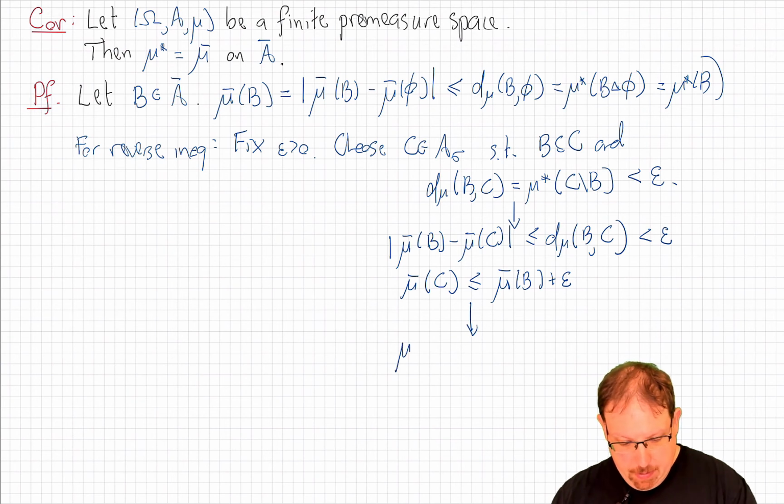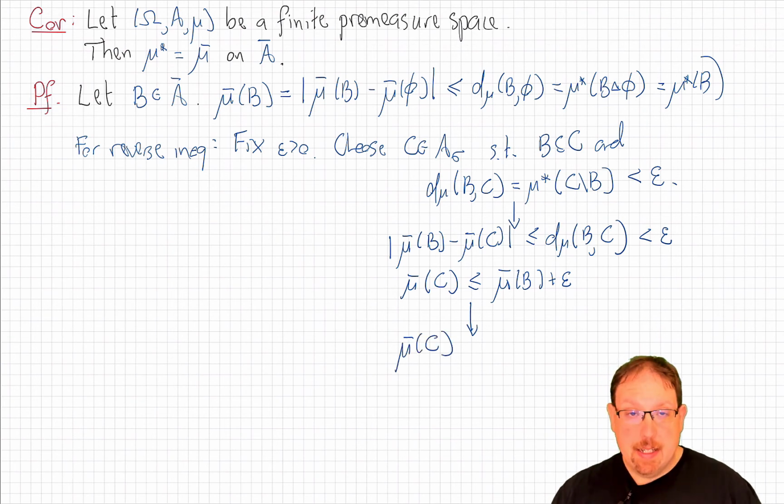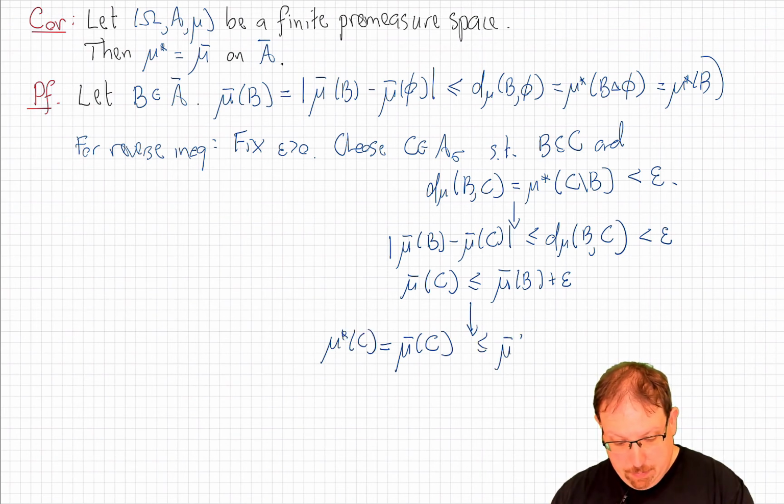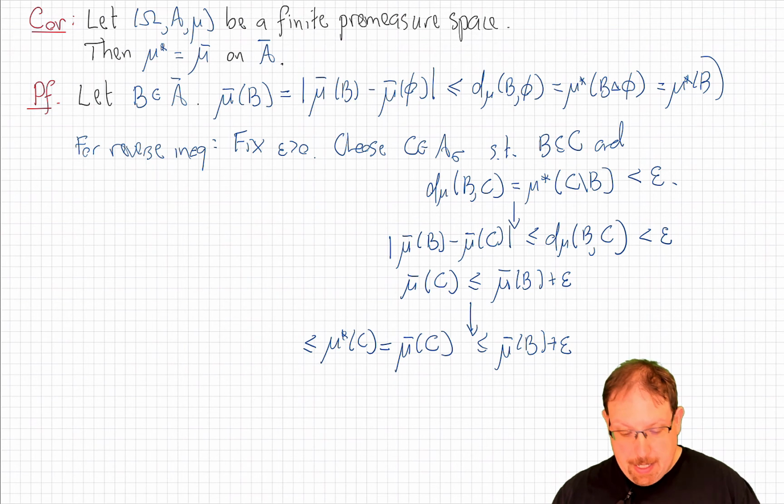But C is in A sigma. And we just proved that mu bar and mu star agree on A sigma. So this is the same as mu star of C. Of course, B is contained in C, and mu star, the outer measure, is monotone. So mu star of B is less than or equal to mu star of C.